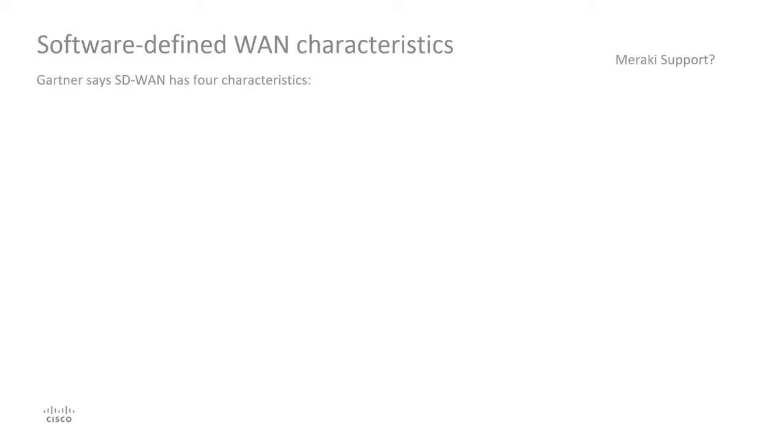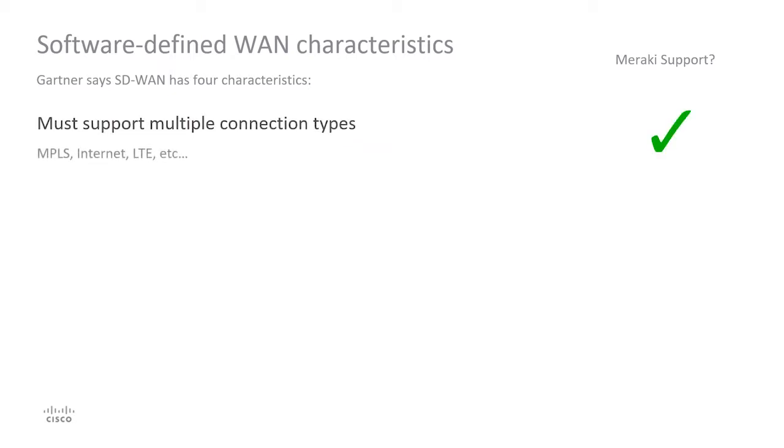Software-Defined WAN, or SD-WAN, provides MPLS-like functionality at a fraction of the cost or complexity. There are 4 main areas that Gartner says are required to classify a solution as SD-WAN. The first of those is transport independence. The solution must be completely agnostic to the underlying connection type. It must support multiple connection types.